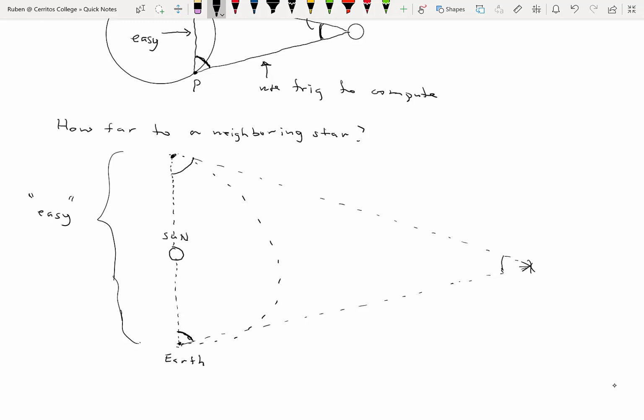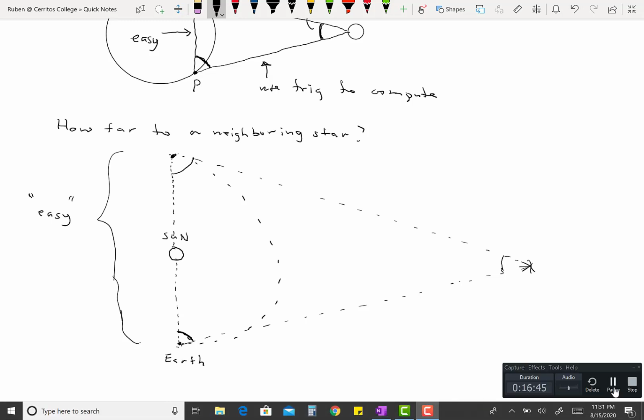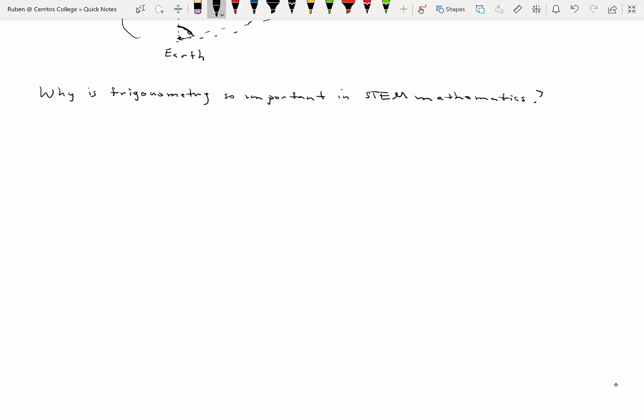I want to be much more general about this because a lot of people aren't going to be astronomy majors. So why trigonometry? Why? And the answer to the question, why is trigonometry so important in STEM mathematics? The answer to that question is that STEM majors need to take calculus. Calculus is the mathematics of motion and change.